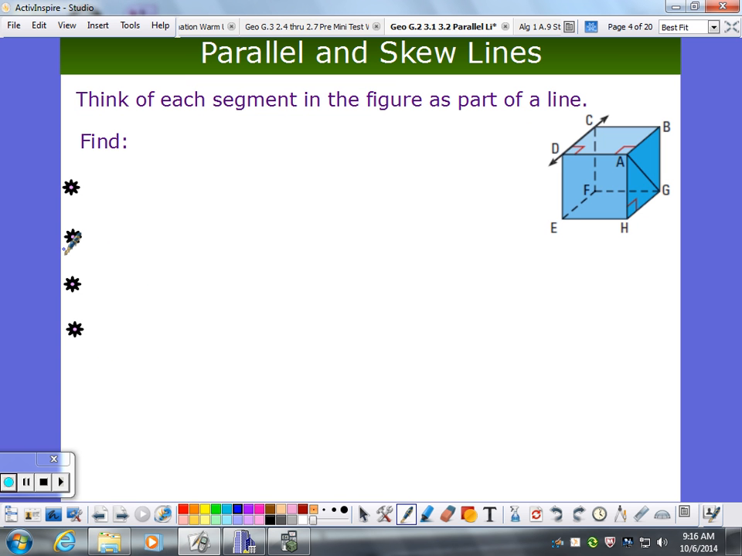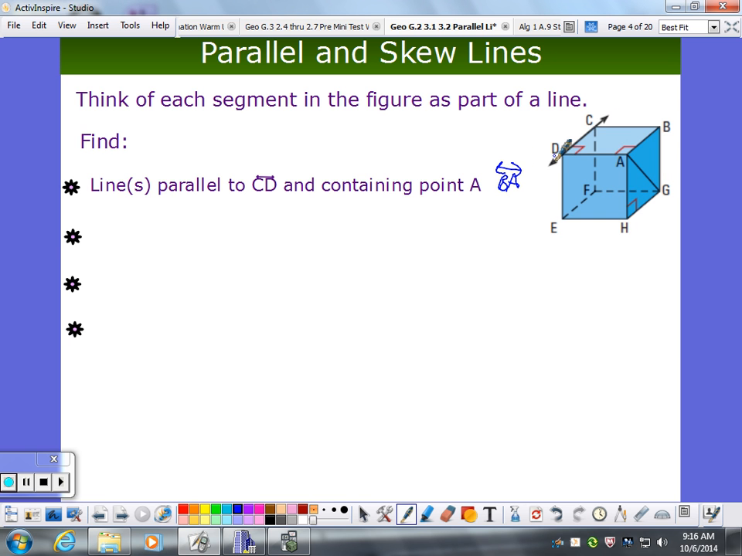All right, so looking a little bit more at parallel and skew lines, think of each segment of the figure as part of a line. So I'm going to talk about lines, even though they look like segments. Can we find any lines parallel to line CD and containing point A? Joseph? BA?